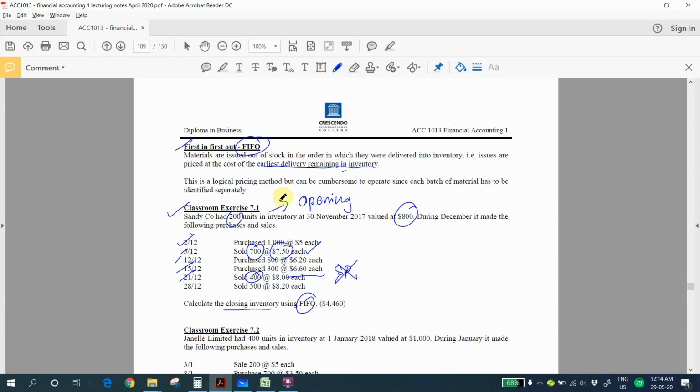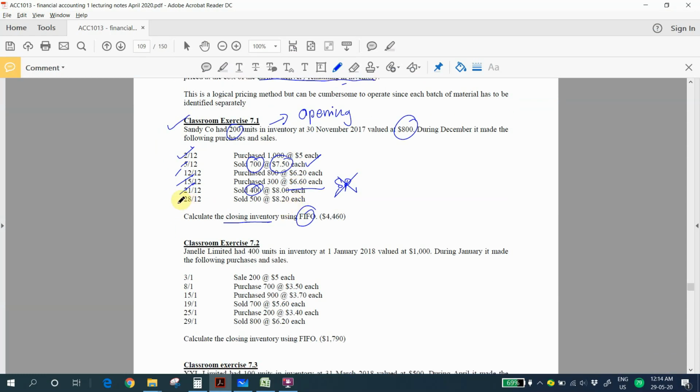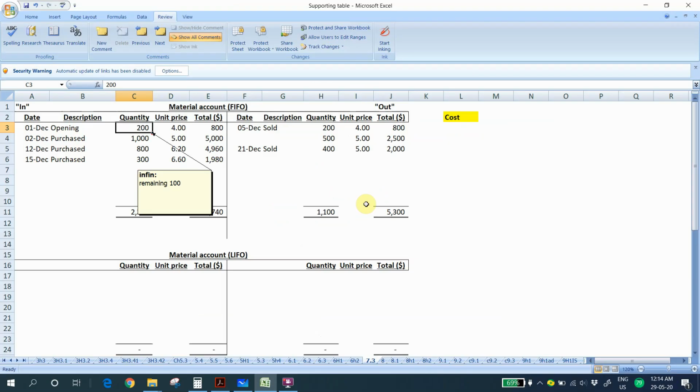Next, on 28th December, we sold 500 units at the selling price of $8.20 each. Again, this $8.20 is the selling price. We don't look at the selling price when we prepare the inventory account. So 500. The date of selling is 28th of December. For sale, we record in the out.